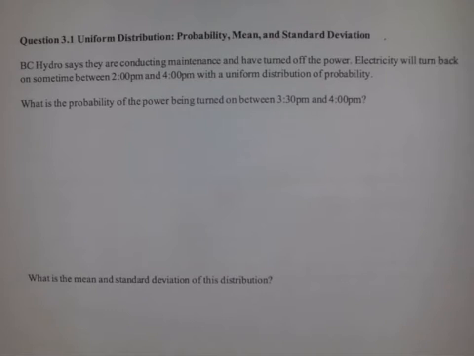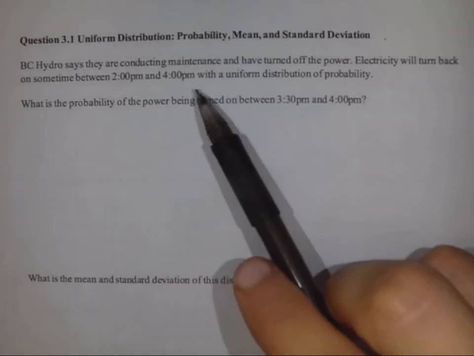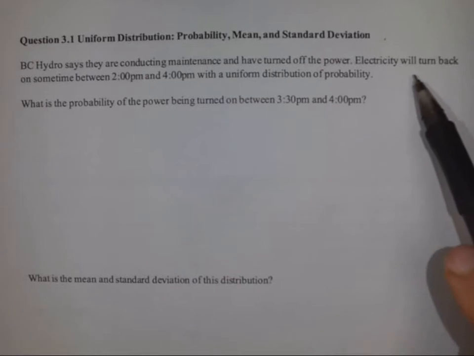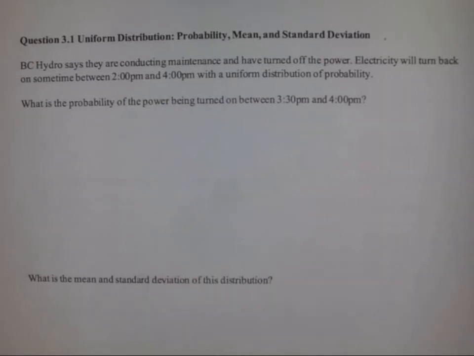So, in this scenario, BC Hydro says they are conducting maintenance and have turned off the power. Electricity will turn back on sometime between 2 p.m. and 4 p.m. with a uniform distribution of probability. What is the probability of power being turned on between 3:30 and 4 p.m.?